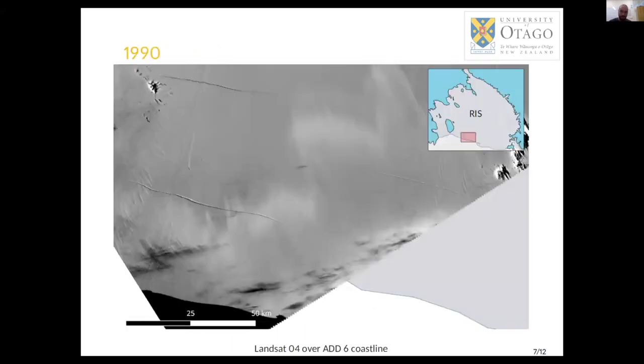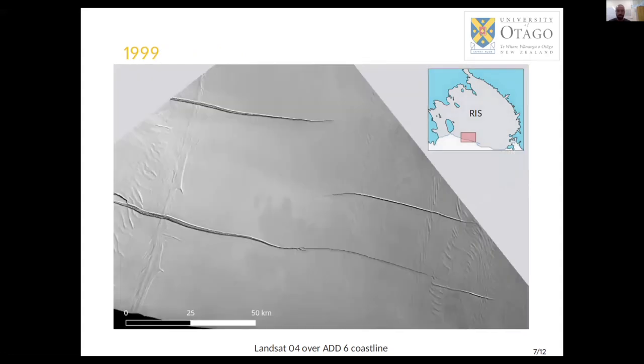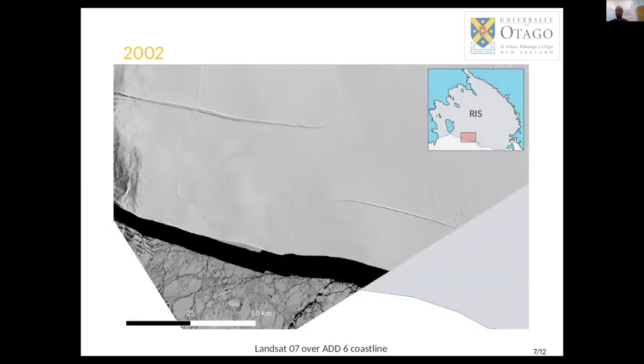Now we'll have a look at some rifts at the front of the Ross ice shelf. So here we're really in the center towards the calving front of the Ross ice shelf. And this is a Landsat image from 1990. At this stage, there are three rifts here, but we'll see as we go through the years. So this is in 1999. The bottom rift is getting ready to calve off a large iceberg. And by 2002, that large iceberg has calved off. And that leaves us with two rifts here, which are the ones that we're actually going to model.